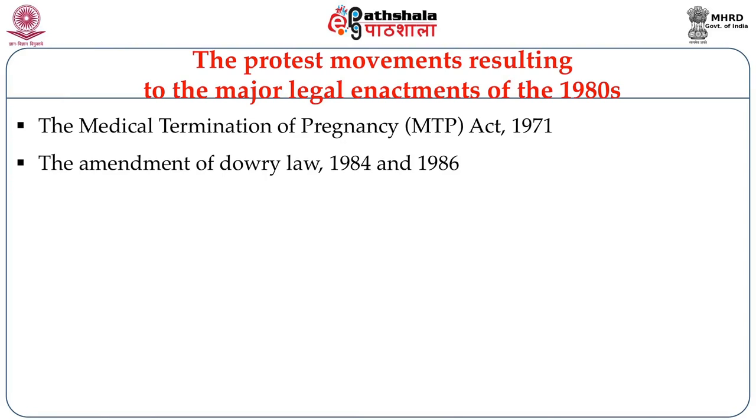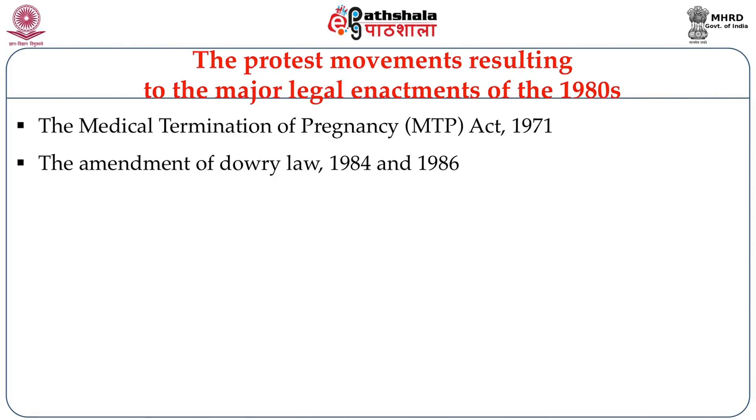So they launched a widespread campaign against such an injustice, and they were trying to redefine the issue of consent with regard to rape cases. Along with that, we have the Dowry Prohibition Act of 1961 getting revised in 1984 and 86, because the definition of dowry was very vague initially. So in order to have a comprehensive definition of dowry, it was amended in 1984 and 86.